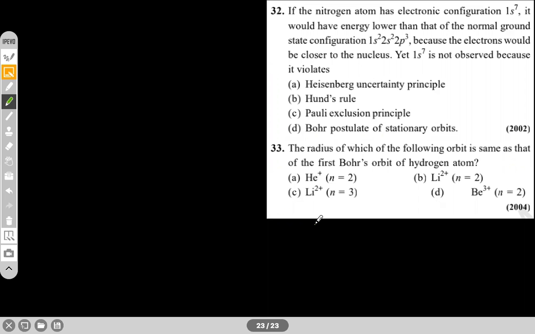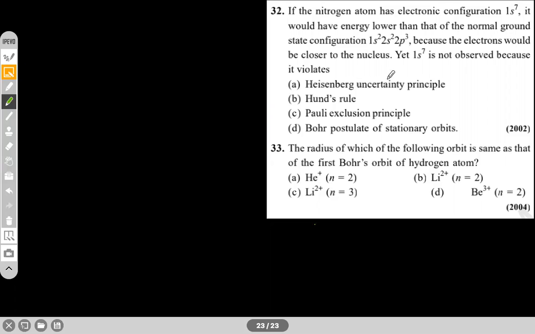Okay, so you see, Heisenberg has nothing to do with the electronic configuration. It deals with the uncertainty in the position of electrons. Hund's rule says the electrons occupy the orbitals one by one, and then the pairing takes place. So pairing is not possible unless all the orbitals belonging to the same subshell are singly occupied. That's Hund's rule. Pauli exclusion principle is that no two electrons could have the same set of quantum numbers.